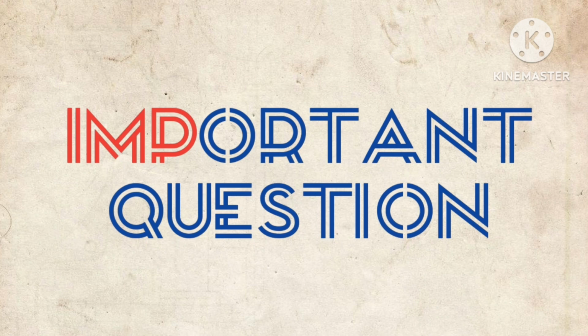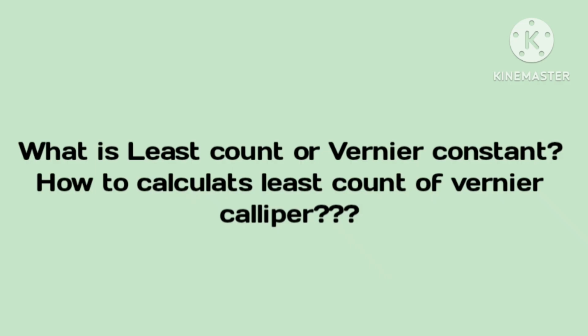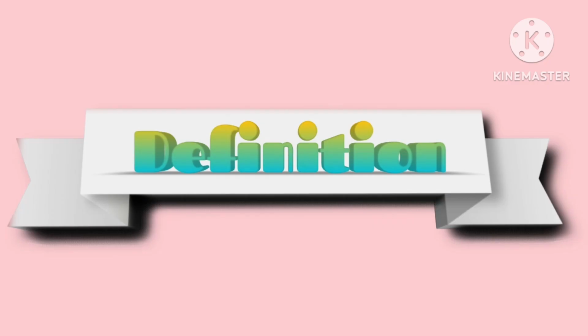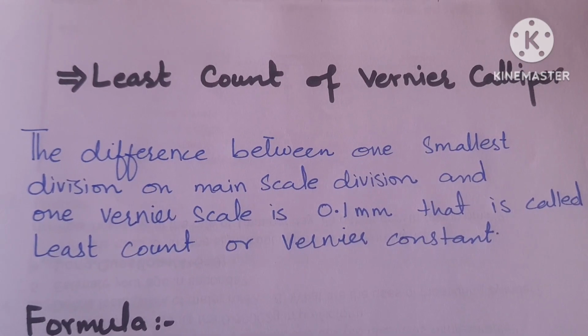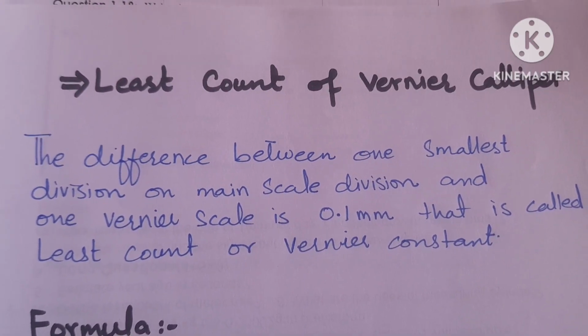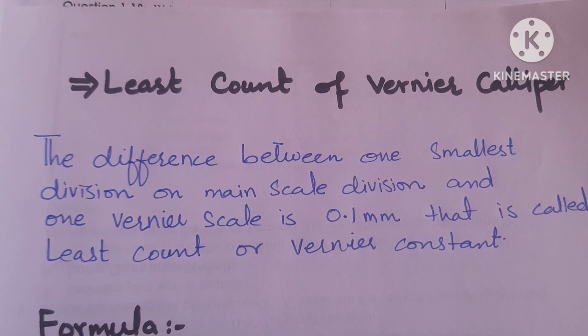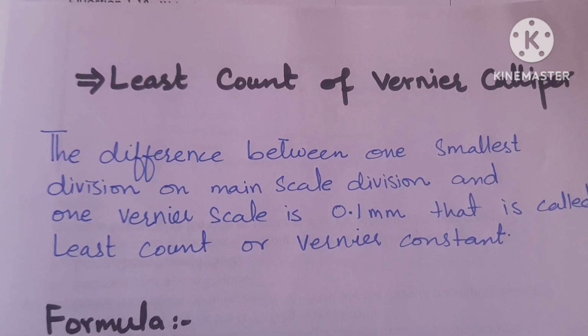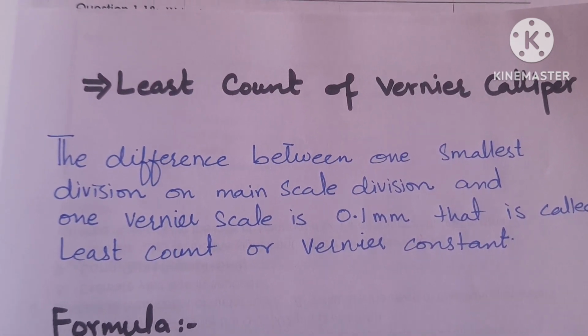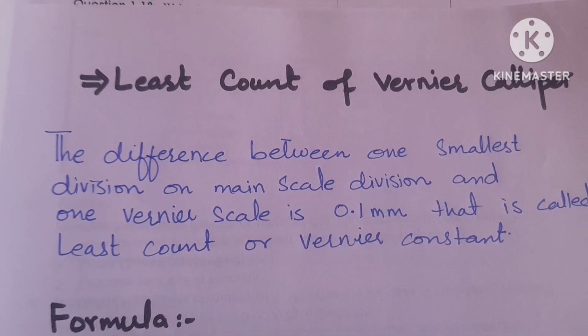Now I tell you the important term, and a short question also comes from it. What is vernier constant and how do we calculate the least count of vernier caliper? Least count of vernier caliper is defined as the difference between one smallest division on main scale and one vernier scale division, which is 0.1 millimeter. That is called least count or vernier constant.